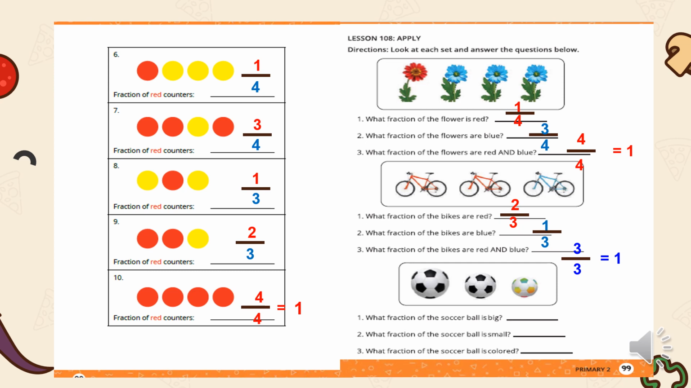The last one, it asks what fraction of the square pool is big. We have just one big pool over the total of 3. So the fraction is 1 over 3. Number 2, what fraction of the square pool is small? We have just one small, so the fraction will be 1 over 3. The last one, what fraction of the square pool is colored? We have only one colored, so the fraction is 1 over 3.